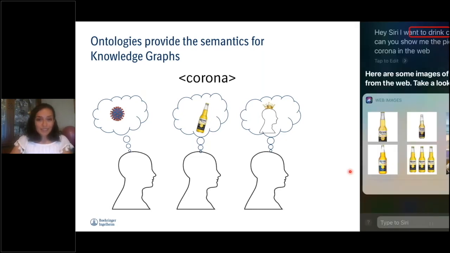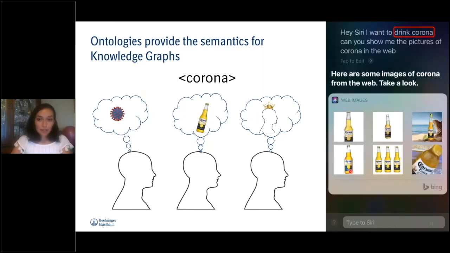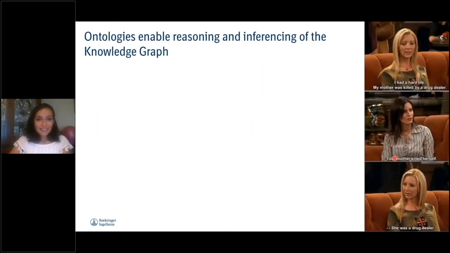So I wrote a query that I wanted to drink Corona and to show me pictures of Corona, and it brought me the right pictures of Corona as a beer. How it works is that there is an active ontology and knowledge graph in the background, which can disambiguate what I'm talking about from the context of my question and brings me the right answers. And thirdly, it enables reasoning and inferencing in the knowledge graph.